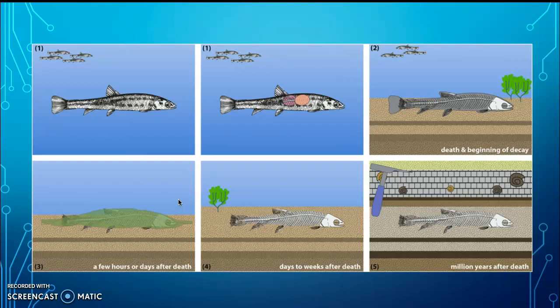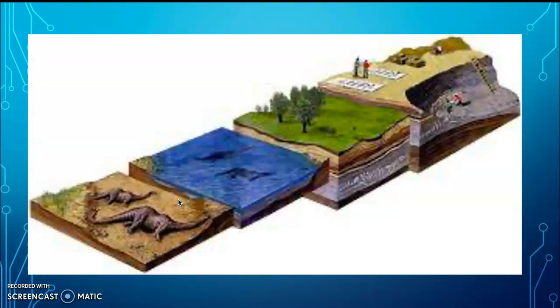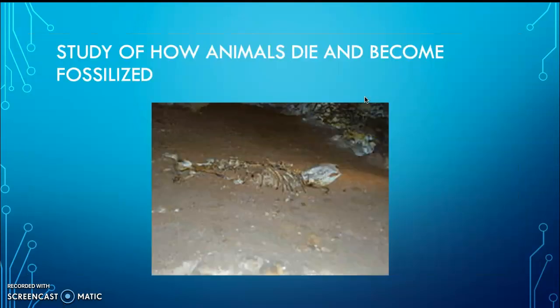So here's your good little textbook example of how fossilization happens when it happens right. There we have a nice fish. Interestingly enough, fossilization is going to happen more in an aquatic setting than it is in a terrestrial setting. Here's another good old textbook dinosaur example. We have the two sauropods here, get buried, lots of sedimentation, and then we have the paleontologists looking for it and finding it. Alright, so the study of how animals die and become fossilized.